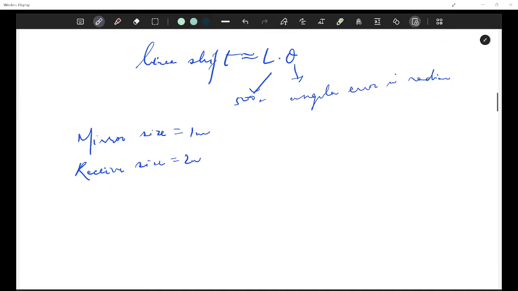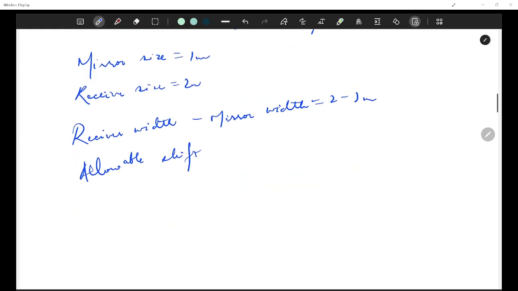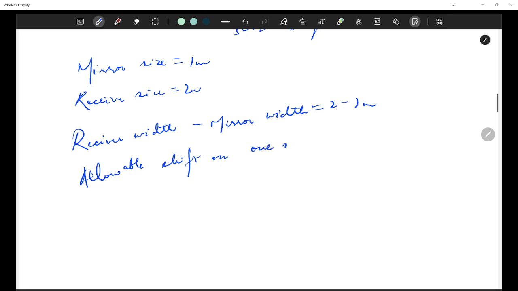Okay, so the maximum allowable shift that we have is half the extra margin. So what is it? Receiver width minus mirror width. It would be 2 minus 1 meter. So what is the allowable shift on one side? It would be 1 upon 2, which is 0.5 meters. Okay, so this is the maximum permissible displacement.